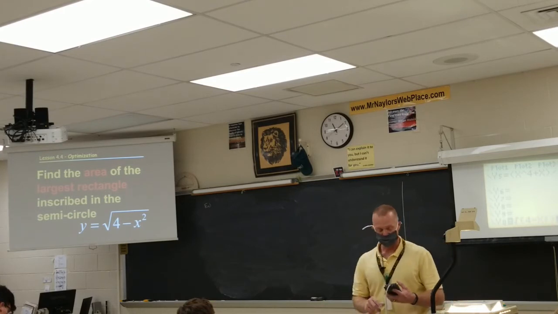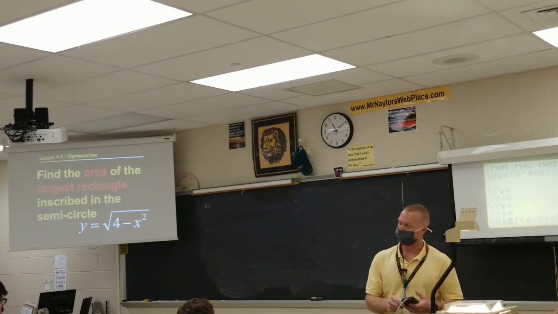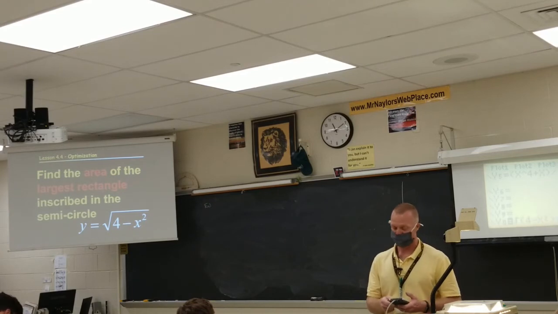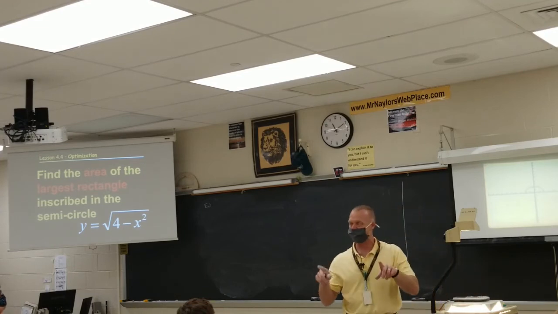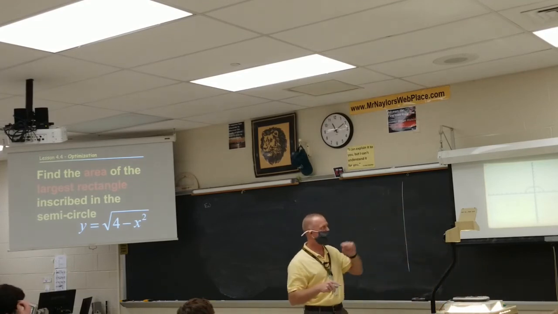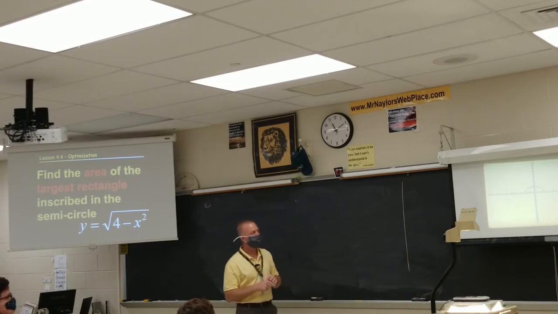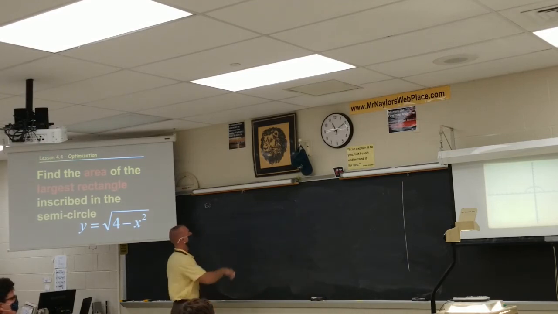I'm graphing y equals root 4 minus x squared. Okay, I don't expect that you can just graph that without a calculator. So part of this problem requires us to understand that inside that semicircle, now it might not look perfectly like a semicircle, but it is. Inside that semicircle, we can put a rectangle.